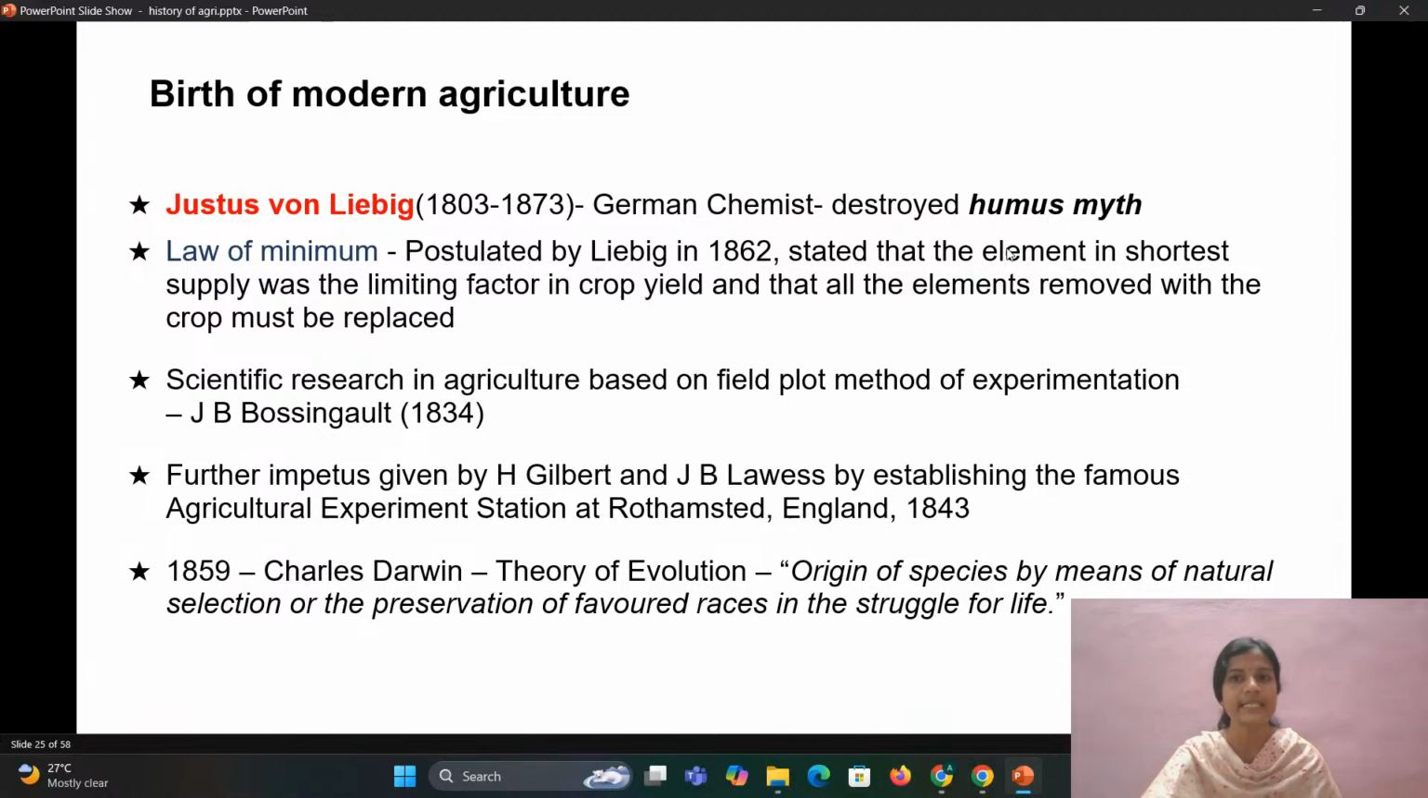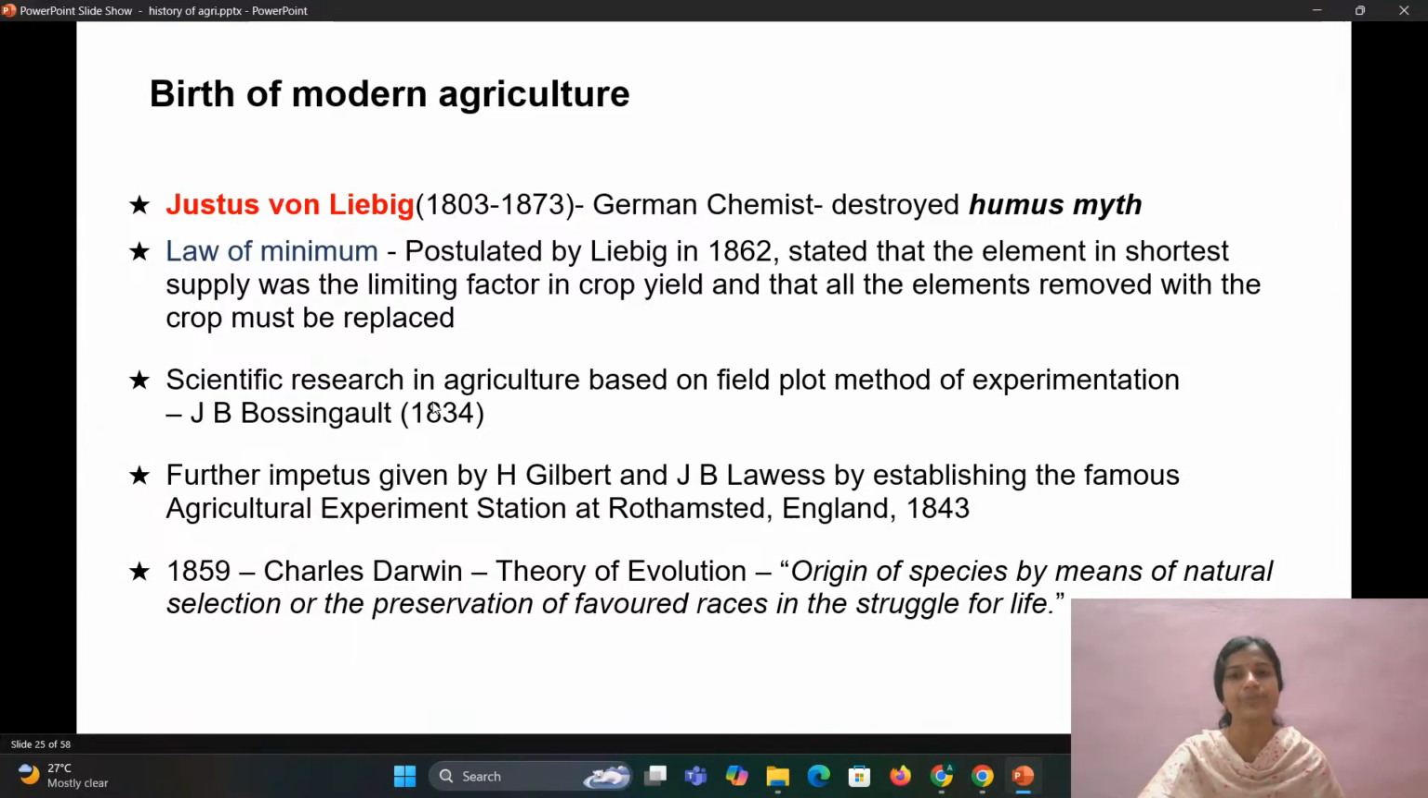Law of minimum states that the element in shortest supply is the limiting factor in crop yield, and that all the elements removed with the crop must be replaced. That is, there are certain essential nutrients, and the growth of the plant will be determined by the most limiting element, or the element that is supplied in the least amount. The growth of the plant will be determined by that particular element which is supplied in the least amount. That is in a nutshell regarding the law of minimum.